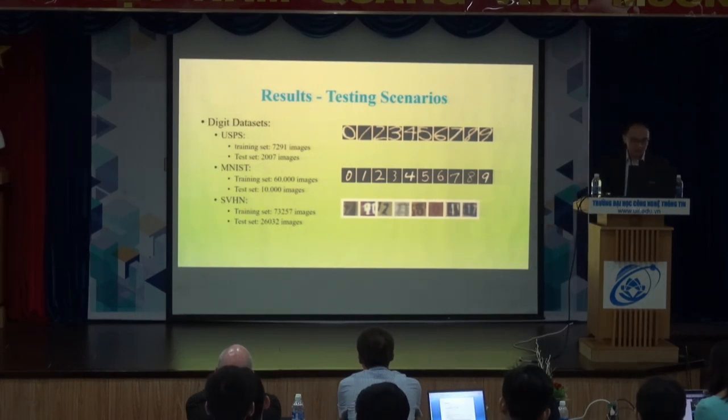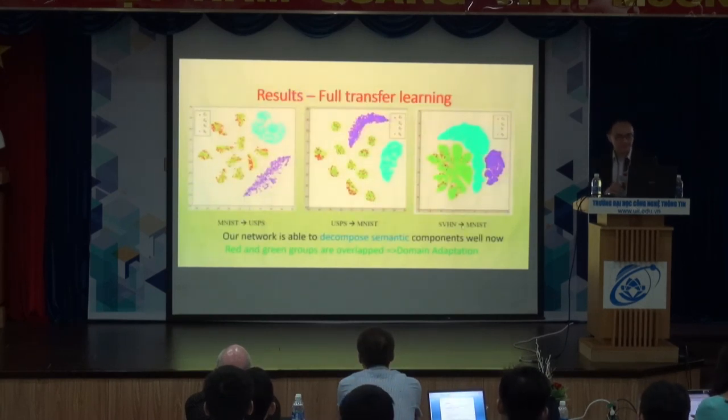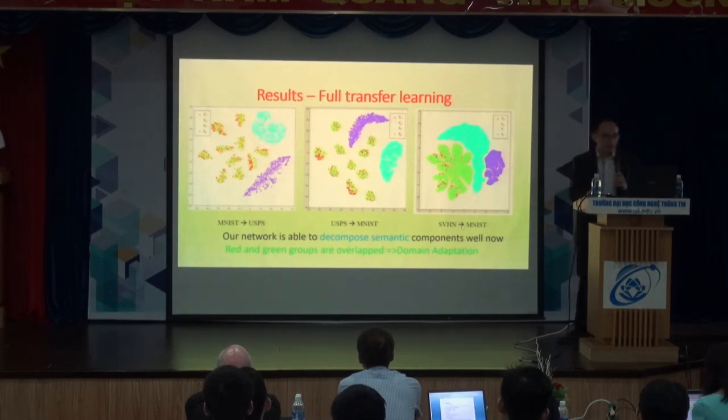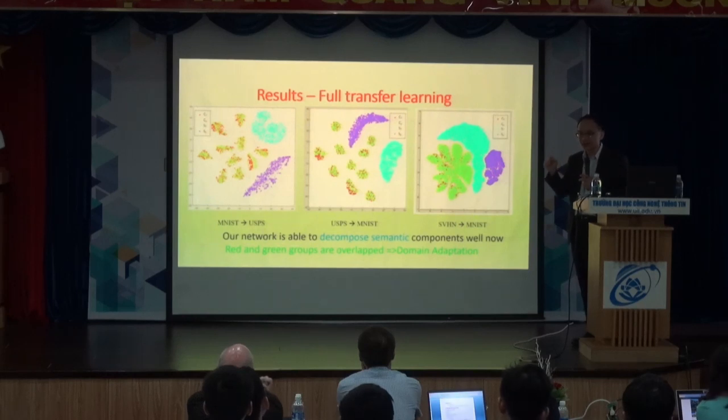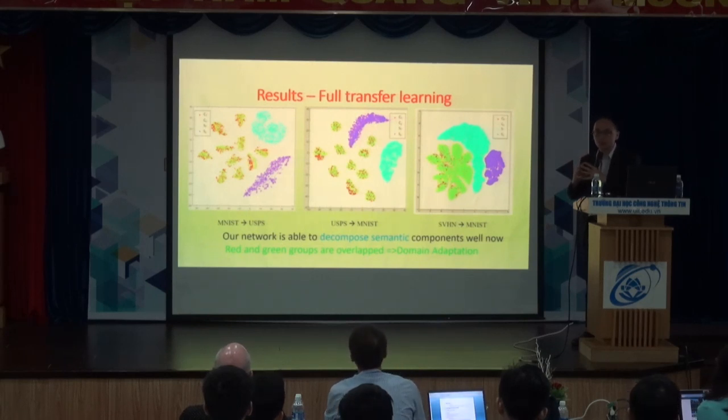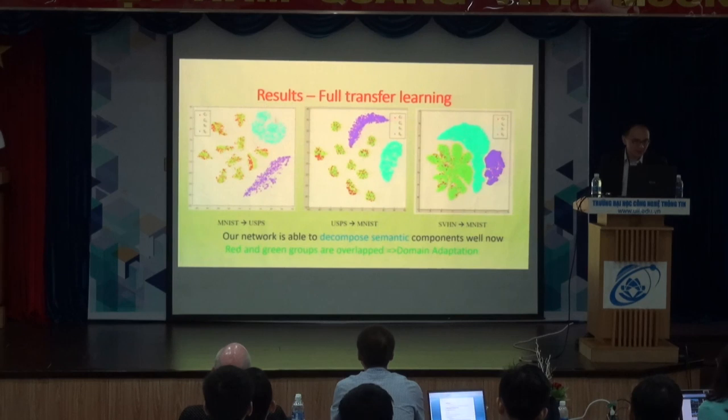Here are some preliminary experimental results. We use three digit data sets. Here is the style of those digit data sets, and we do a domain transformation. In this figure, you can see the green one and the red one are the common part from the source and target. Each one has totally 10 groups, meaning the digits from 0 to 9. And right now, the content distributions are matched together. That means we do the domain adaptation very well. But the specific parts from the source and the target are also separate. That means we do not confuse the common part and the specific part.